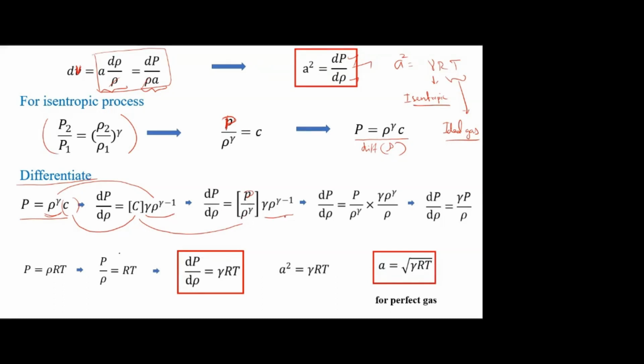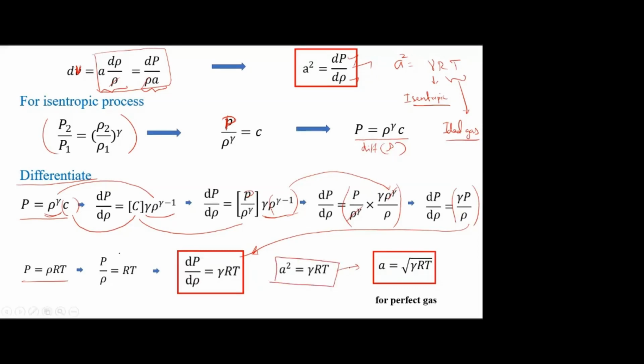Then the rest of the term I'm just keeping. This rho power gamma minus 1, I can rewrite as rho power gamma divided by rho. Now I can simplify rho power gamma, and you will get only gamma P by rho. Further, I have to convert this P by rho into RT. I can use the simple ideal gas law, P by rho is equal to RT. Substitute, and instead of this I'm getting gamma RT. So dP by d rho is A squared, and so A squared is equal to gamma RT.